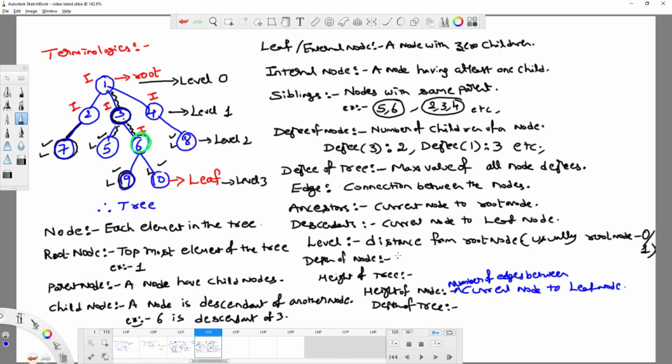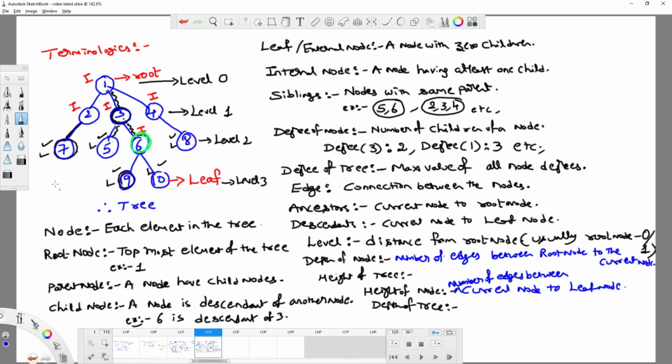So don't get confused. The number of edges between the root node to the current node. So you can assume it as a kind of surface. Surface is nothing but the root node. Then you have to go beyond. So that's nothing but depth of a node, right?